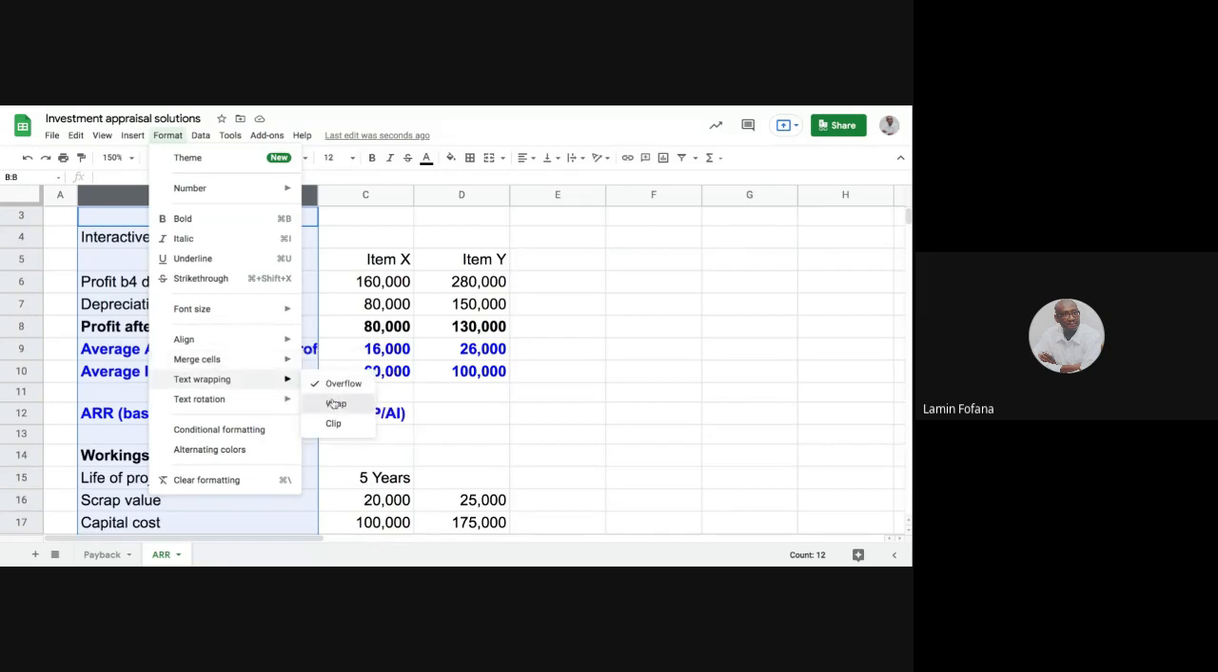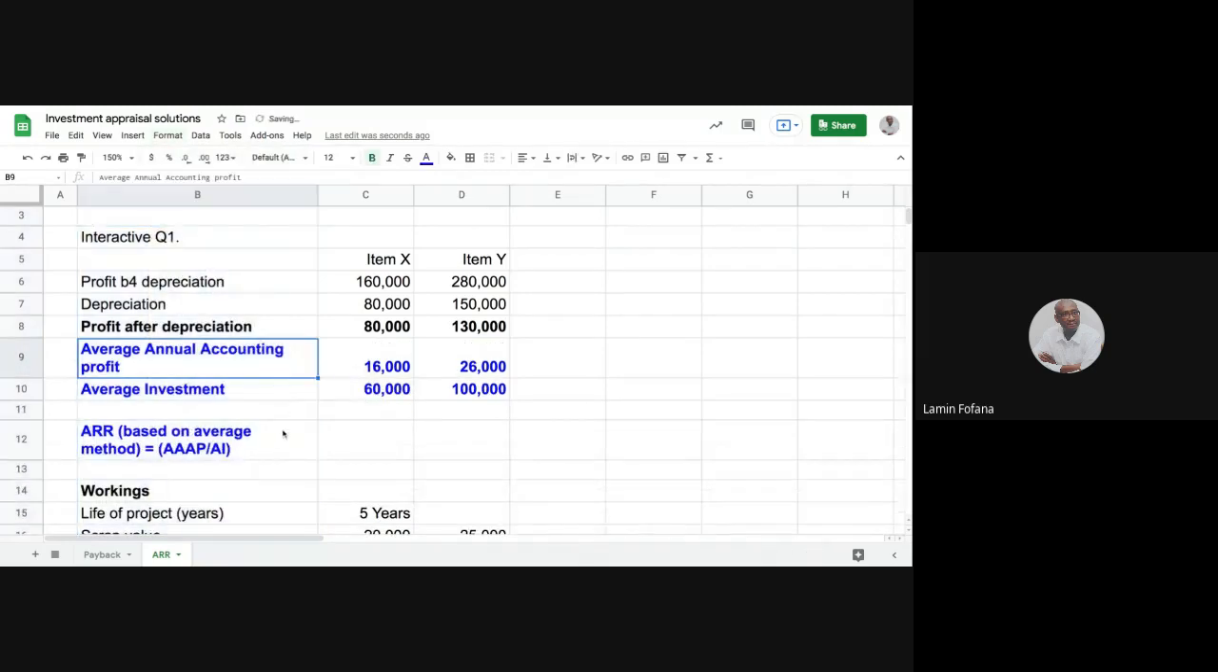I'm going to wrap it up. Okay, so I can fit here. Now, can you tell me the formula that we need to use to calculate our ARR for X and for Y?